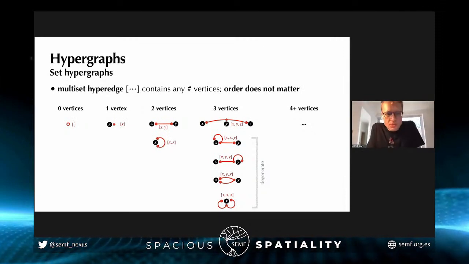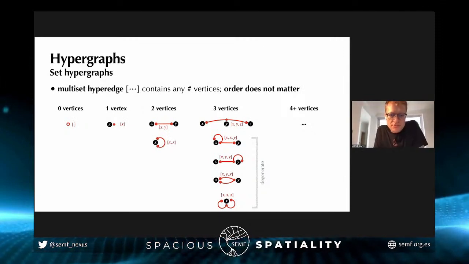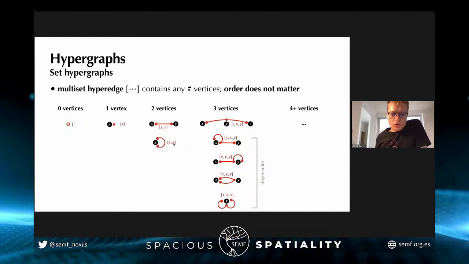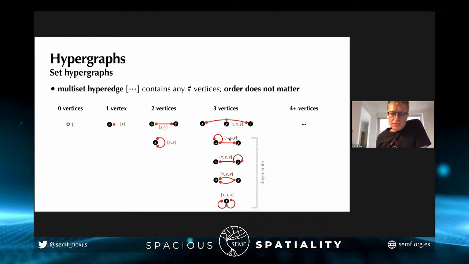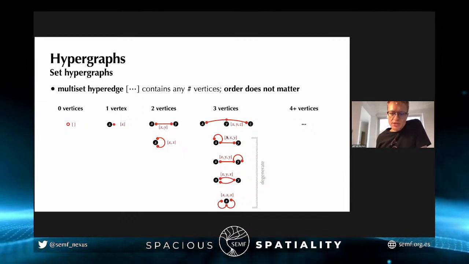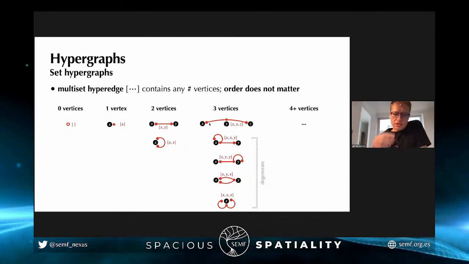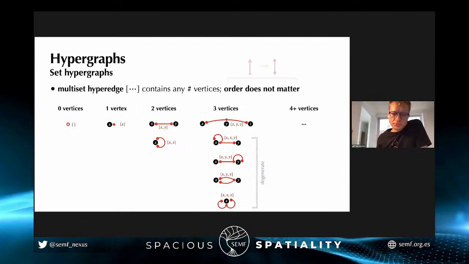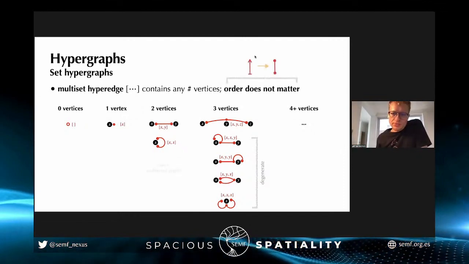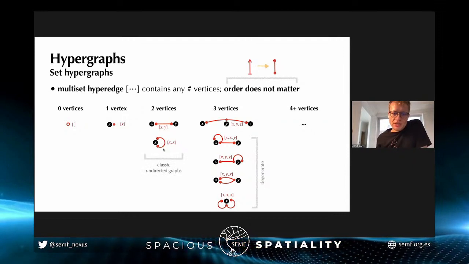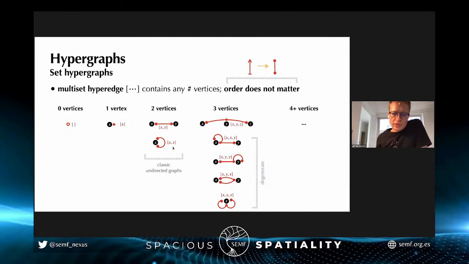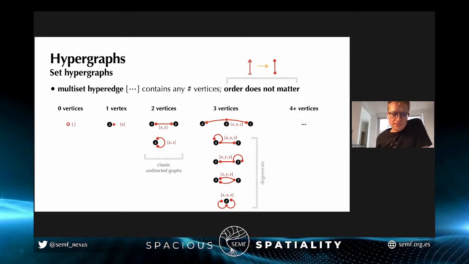So those were tuple hyperedges. Let's look at multi-set hyperedges. Remember, the difference with multi-sets is that order does not matter. So what I've done is I've changed all the tuples to multi-sets, so now they have square brackets, and I've got rid of the arrowheads. So now you have these little dots that appear anywhere along the edge. Again, these are the classic undirected graphs. And those are multi-set hyperedges.